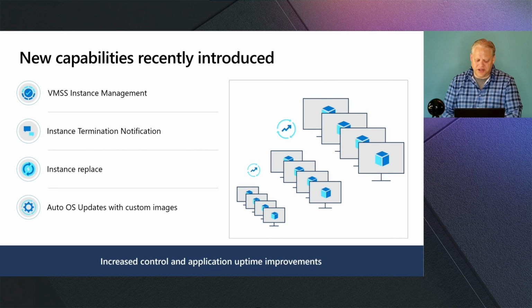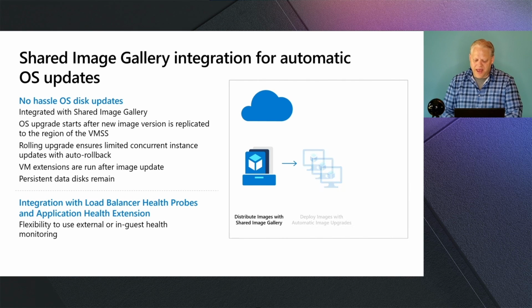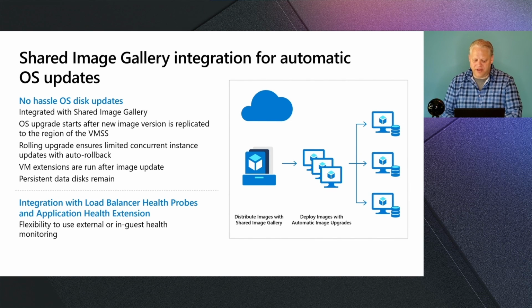And then finally, we talked a little bit about the automatic OS updates. We've now expanded that to use custom images coming through the shared image gallery. This is just an example of leveraging the shared image gallery. You can take an image and distribute it worldwide using the shared image gallery, replicate that to multiple regions, and then have the scale sets leverage the shared image gallery to automatically update based on that image.